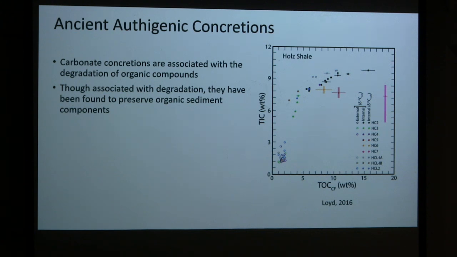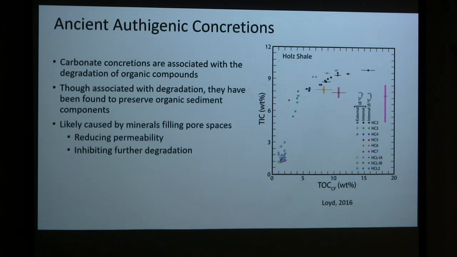On the y-axis, we have total inorganic carbon and total organic carbon on the x-axis. So the more inorganic carbon, or the more cemented the sediments are, the more they can preserve organic matter. And these were taken from samples that were ancient and already exposed in an outcrop. It's thought that they can preserve organic matter because the cementation of these concretions reduces permeability, which inhibits further degradation of the organic matter. It can protect it from physical degradation, chemical degradation, what have you.